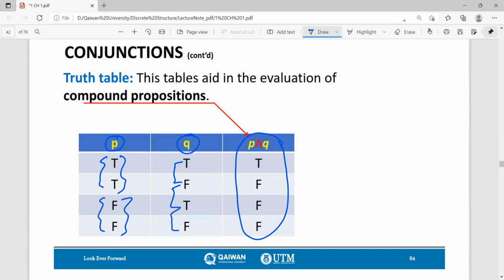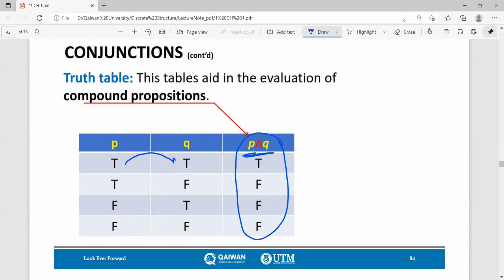Here, we should find this column. How? We join these two statements by the and operator, or by conjunction. That's it. This is the operator. Look, they are combined by and.